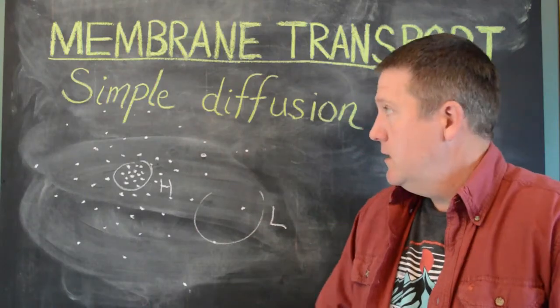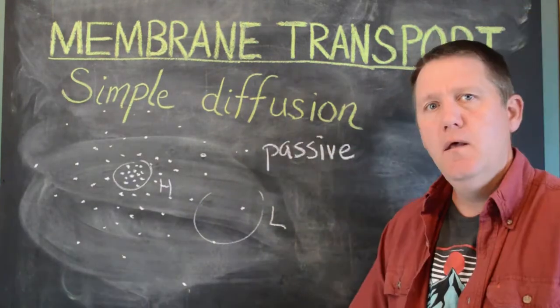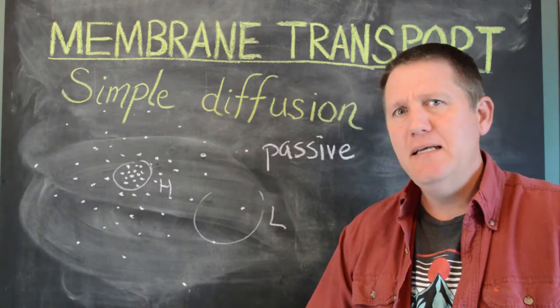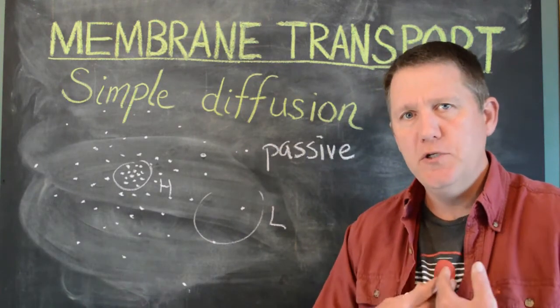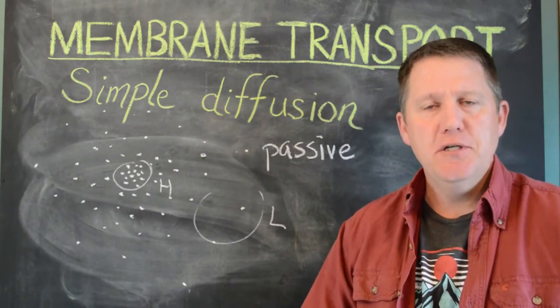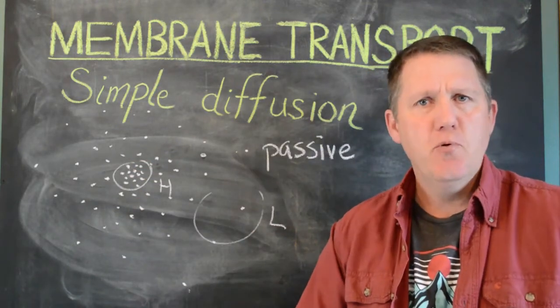Now we say that simple diffusion is a passive process. And by that we mean it doesn't take energy. Or more specifically, it doesn't take work. We don't have to expend energy to do it. However, there is energy in the system that's causing all these particles to jostle around, known as Brownian motion.